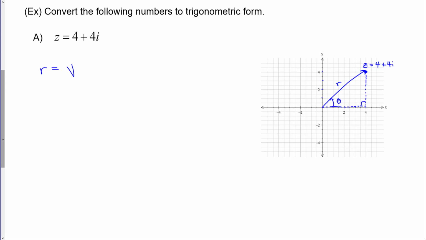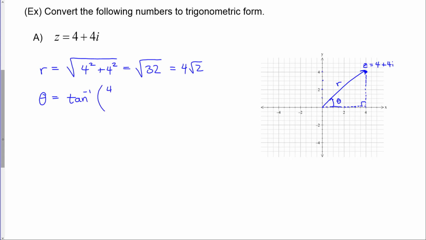R equals the square root of x squared plus y squared, so 4 squared plus 4 squared in this case. So 4 squared is 16, so 16 plus 16 is 32, and 32 could be written as 16 times 2. 16 is a perfect square, so I could factor out a 4, and that would leave me with a square root of 2. So that is the radius.